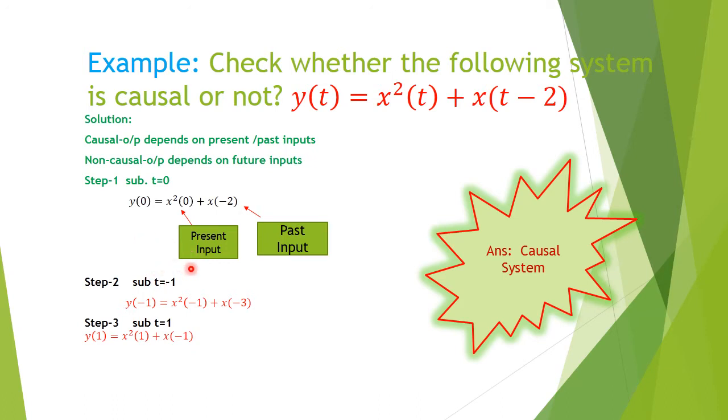We can check by substituting other values also. Substitute t is equal to minus 1, as well as t is equal to plus 1. You will be getting y of 1 is equal to x square of 1 plus x of minus 1. So here x of minus 1 is the past input value, x square of 1 is the present input value. So the system is a causal system.